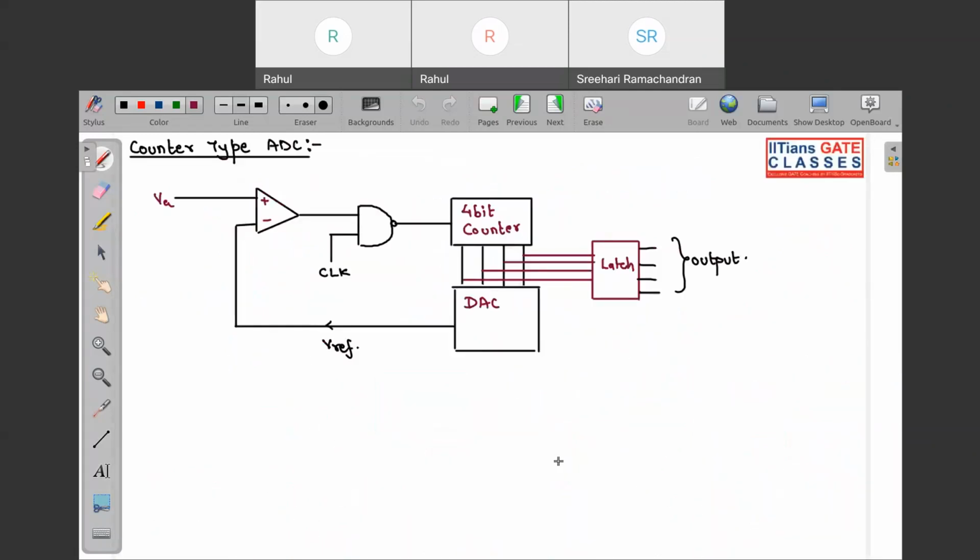Okay, fine. So next what we have is a counter type ADC. This is the simplest kind of ADC. So what happens, look very carefully.